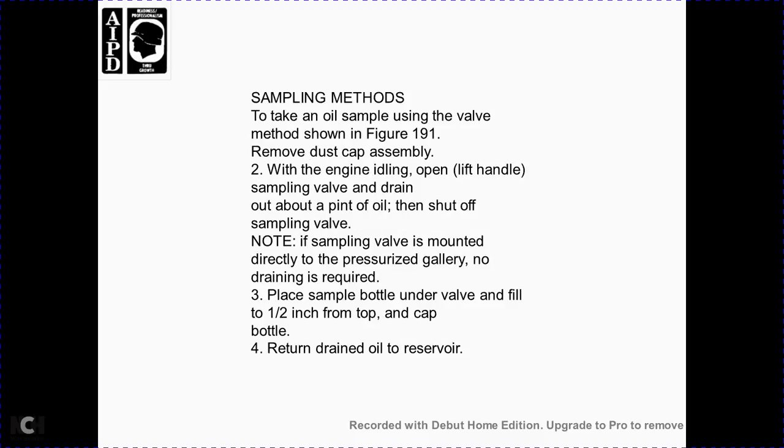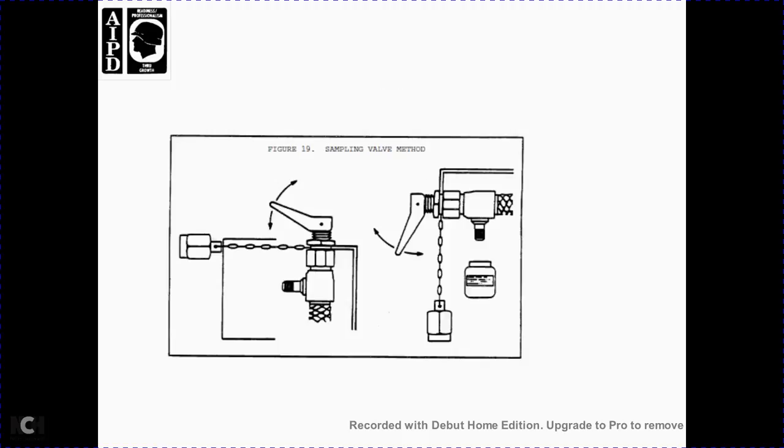Sampling method: take the oil sample with the sampling valve, the method shown in Figure 19.1. Remove the dust cap of the assembly. With the engine idling, open the sample valve by lifting the handle, drain out a pint of oil, and shut off the sample valve. If the sampling valve is mounted directly on the pressurized gallery, no draining is required. Place the sample bottle under the valve, fill it to 1/2 inch from the top, and cap the bottle. Return the drained oil to the reservoir. Figure 19 shows the sampling valve method.